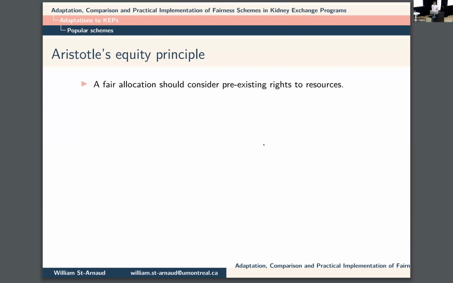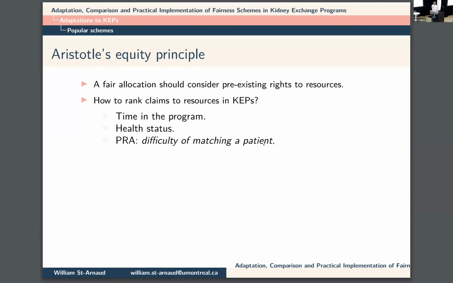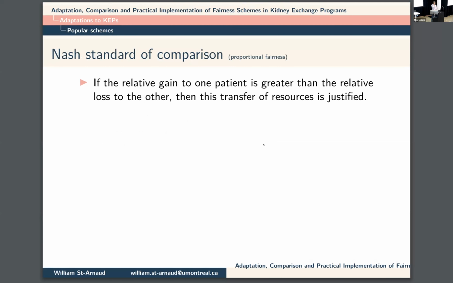The first one is Aristotle's equity principle. The idea behind it is that a fair allocation should consider pre-existing rights to resources. In KEPs, this translates to the time spent in the program. The longer a patient has been in the program, the higher the priority they should receive. The same goes for health status, which mimics what happens in triage in a hospital. And also the PRA, which I mentioned previously, which is a proxy for how difficult it is to match that patient. The patients that are harder to match should get priority, because over time they tend to accumulate in the pool.